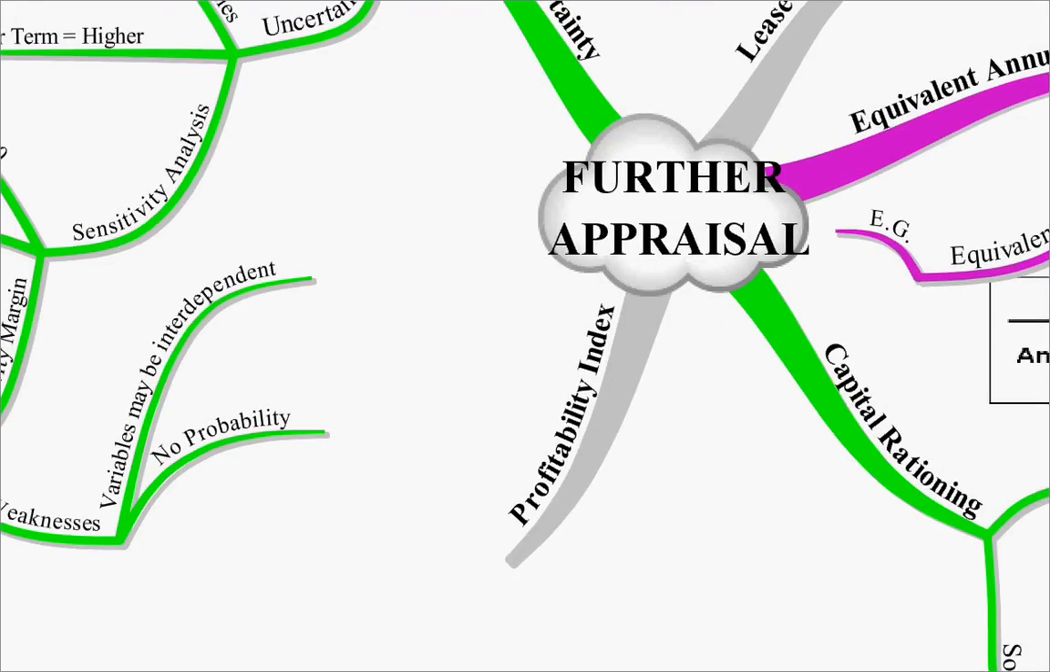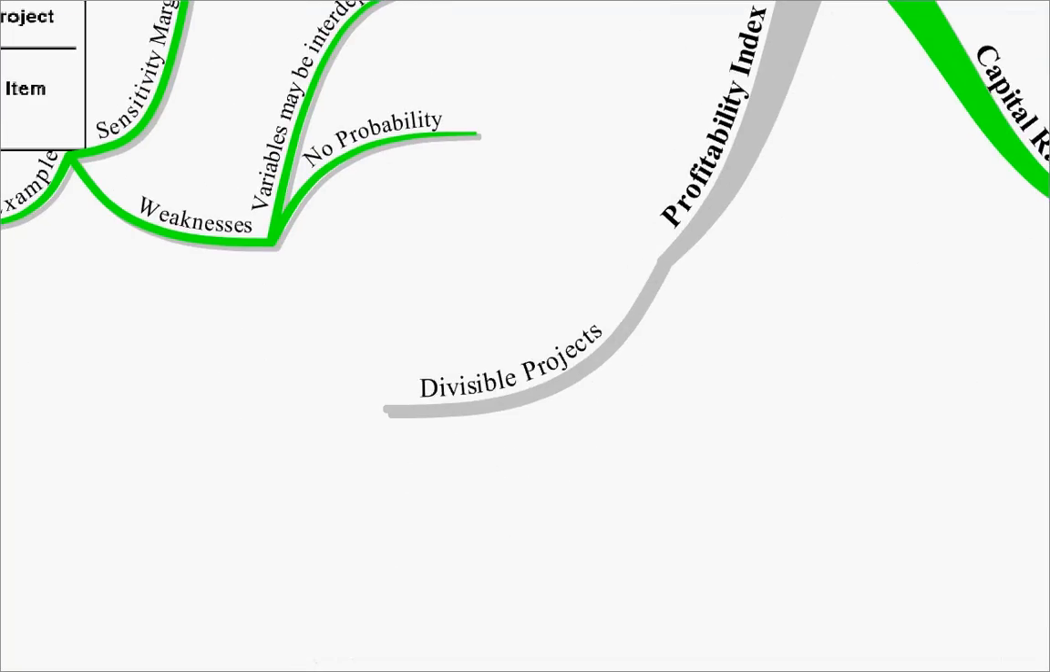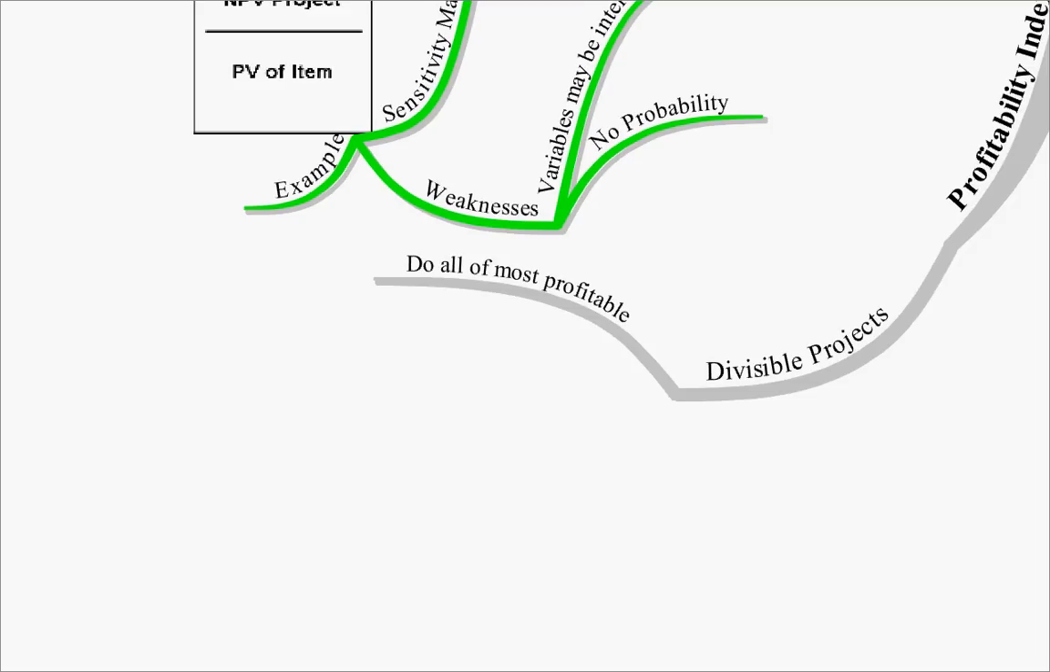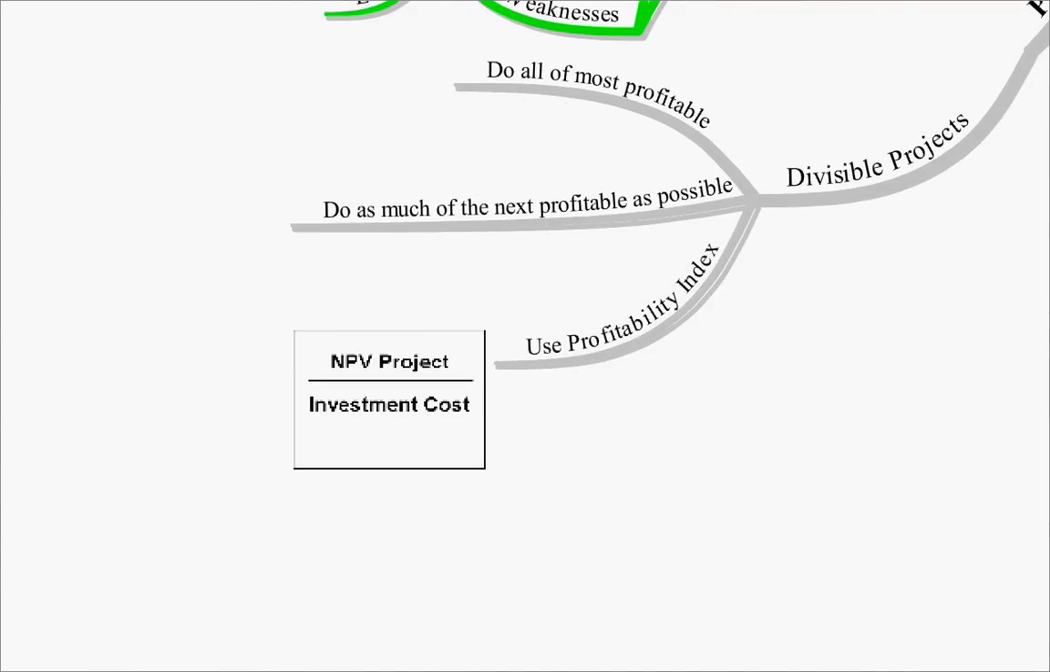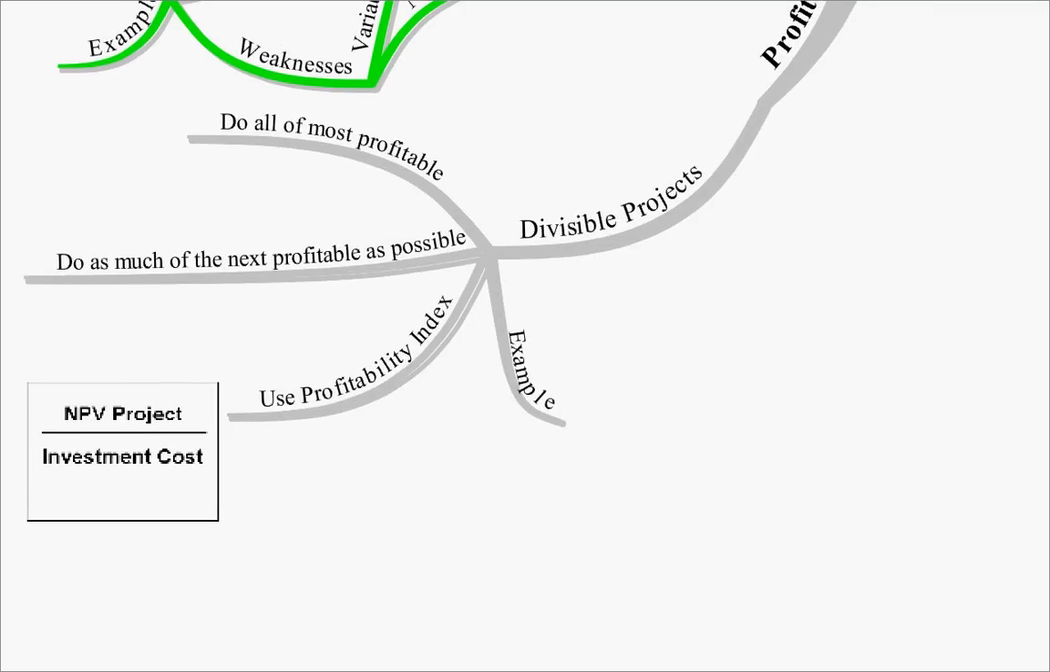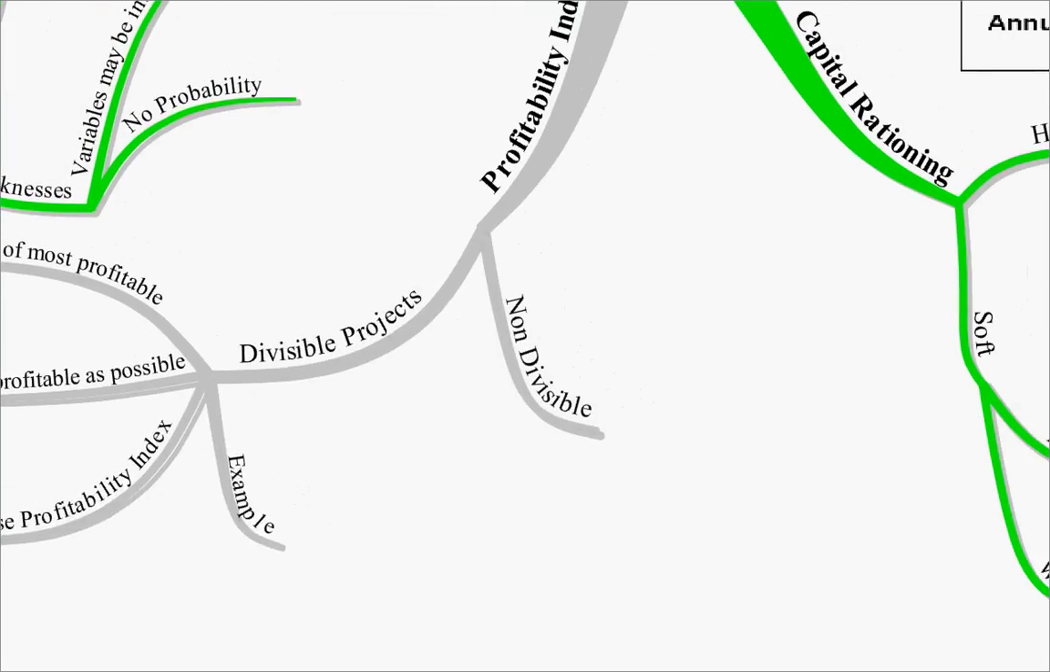So we can use the profitability index to decide what projects we're going to undertake. If we have divisible projects, i.e. you can do a little bit of a project and then a little bit of another one, what we can do then is do all of the most profitable and then do as much of the next most profitable as possible. That's if you can divide the projects. We use the profitability index to check which is the most profitable, which is the NPV of the project over the investment cost. That gives us our profitability index. We can then set up a table which shows us which is the most profitable and which of the next ones we should do, and we did an example of that in the notes.